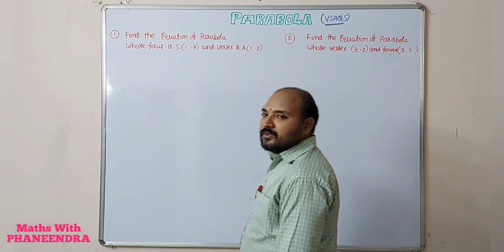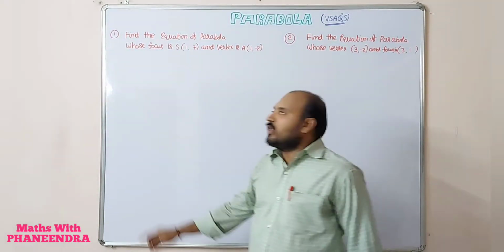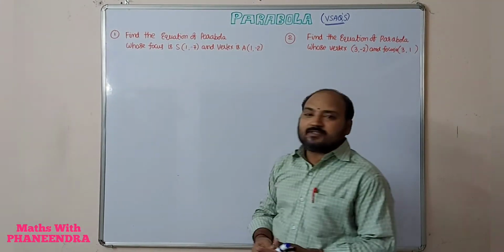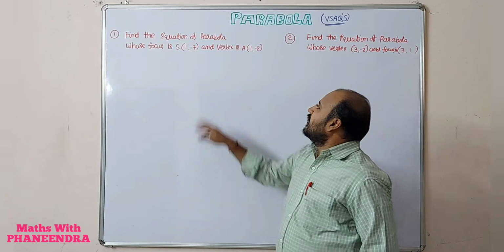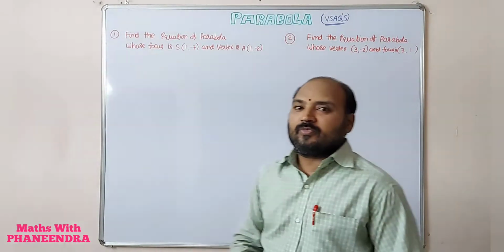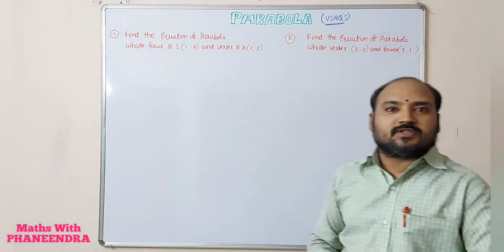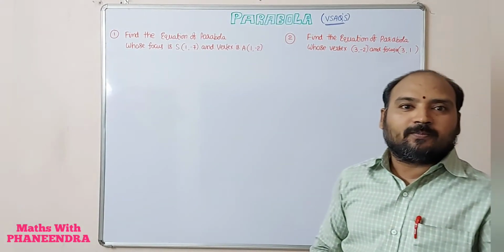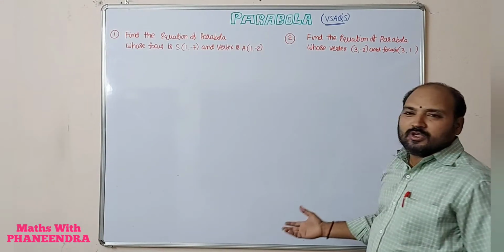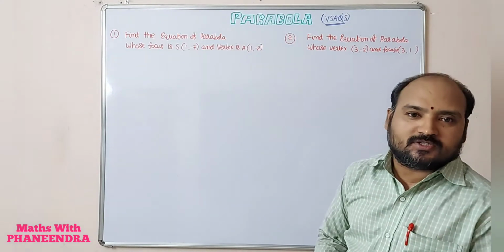The first question: find the equation of parabola whose focus is S of 1 comma minus 7 and vertex is A of 1 comma minus 2. Two questions are the same type of questions. How to solve in an easy way? 2 marks question, now within simple steps, 4 to 5 steps, I am going to finish the answers.